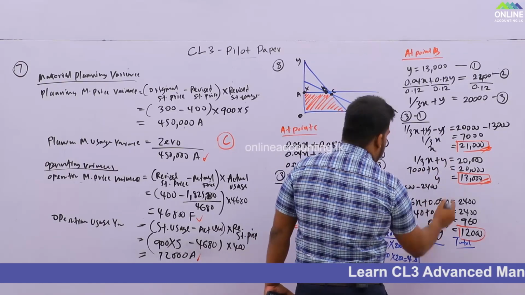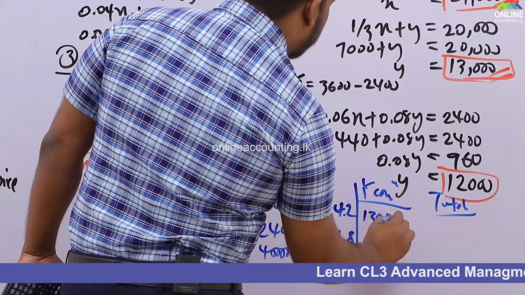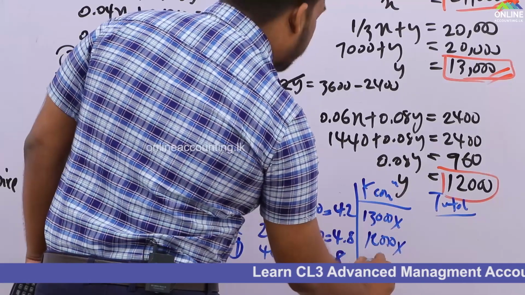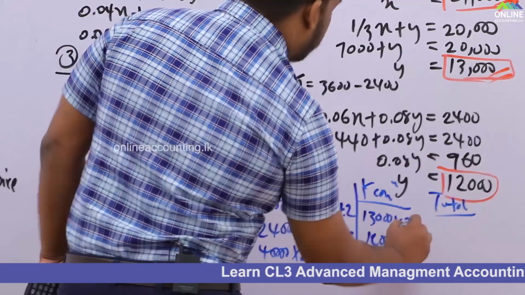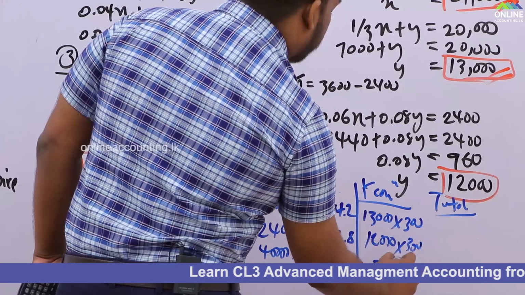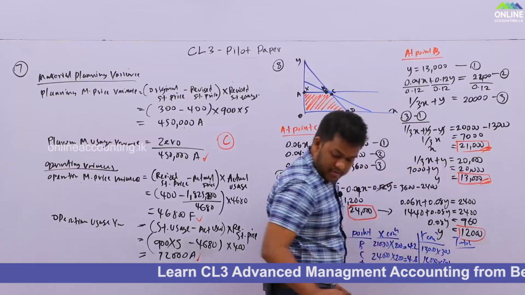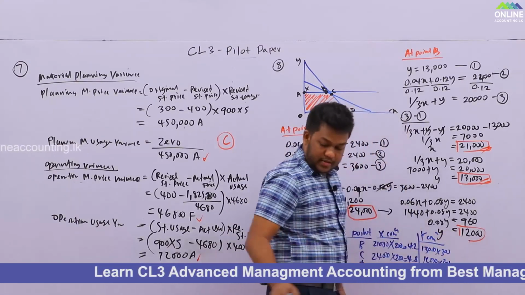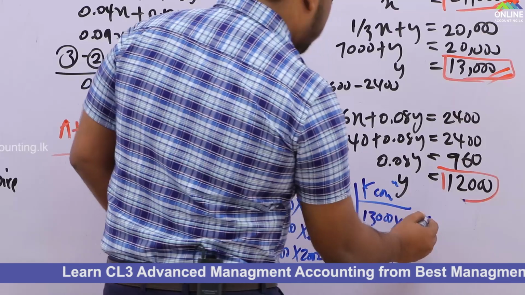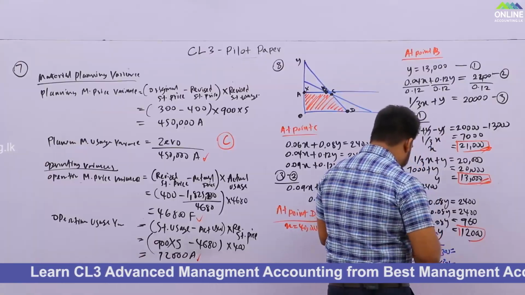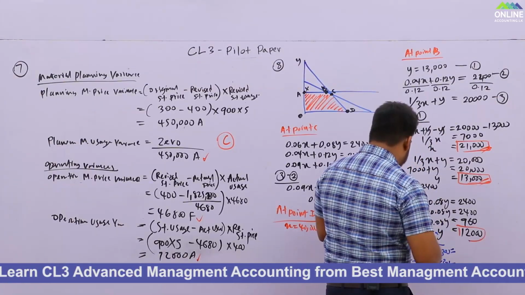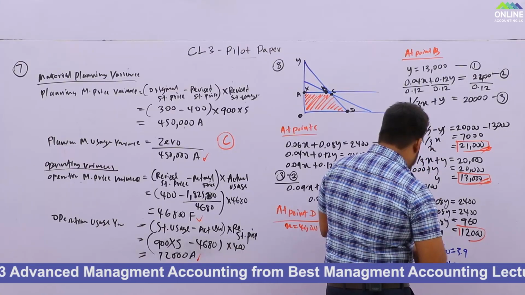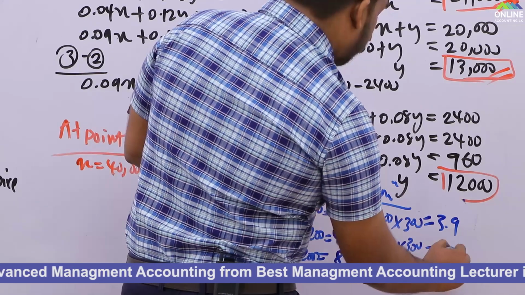Here first one Y is 13,000. Second one Y is 12,000. Third one Y you don't have anything. Here the contribution per unit is 300. So here it would be 13,000 into 300, which is 3.9 million. 12,000 into 300, which is 3.6 million.